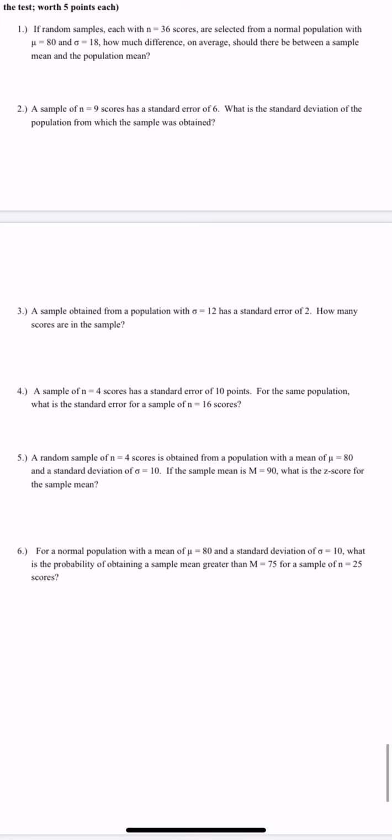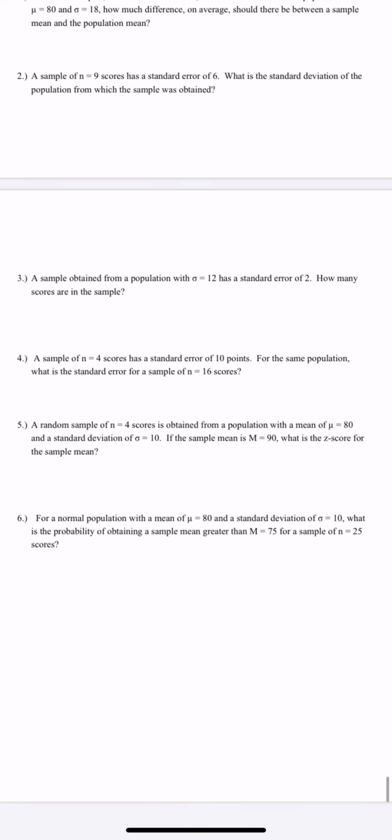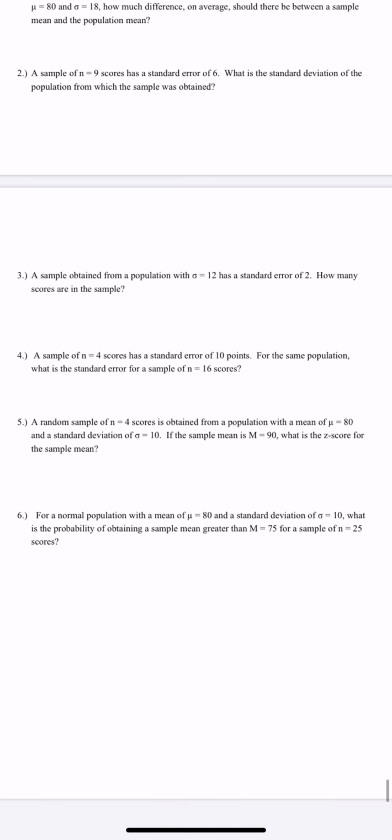All right. For a normal population with a mean of 80 and a standard deviation of 10, what is the probability of obtaining a sample mean greater than M equals 75 for a sample of n equals 25 scores? So the first thing you do here is you get the z-score. So we're going to do 75 minus 80 divided by 10 over the square root of 25. 75 minus 80 is negative 5, divided by 10 divided by 5, which is 2. So negative 5 divided by 2 equals negative 2.5.